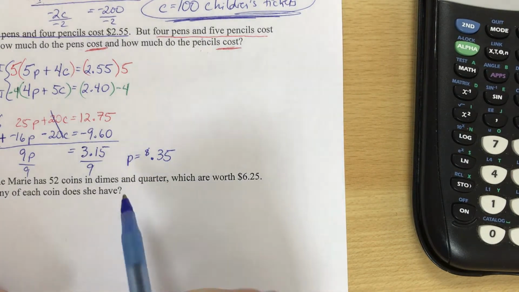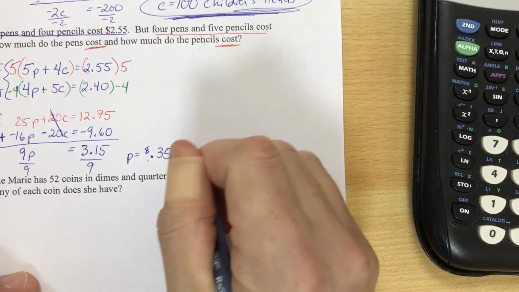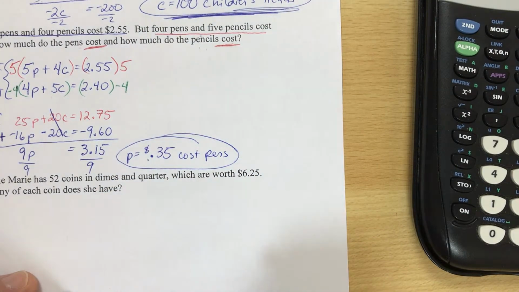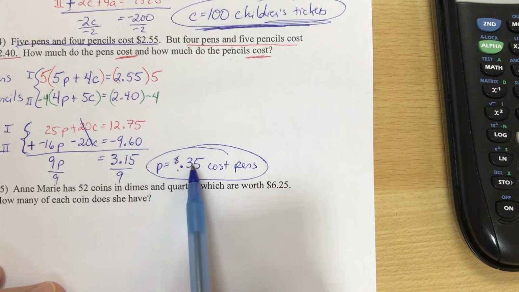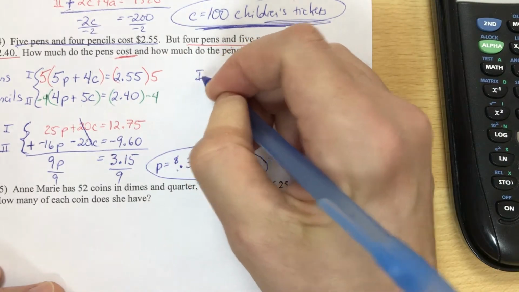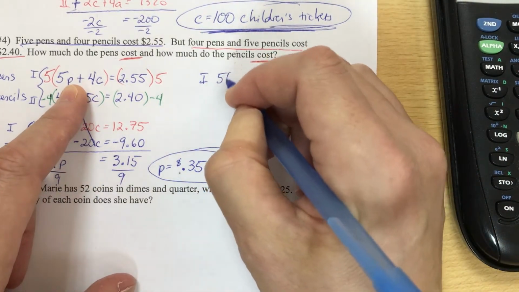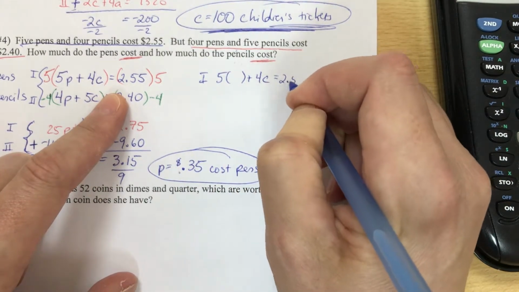Now what does that represent? That is the cost of the pens. Cost of pens, that's one answer. Now we also need to find the value for C. Let's just go back to the top equation, equation 1. Again, I'm going back to the original one. 5 times P plus 4 times C equals 2.55.